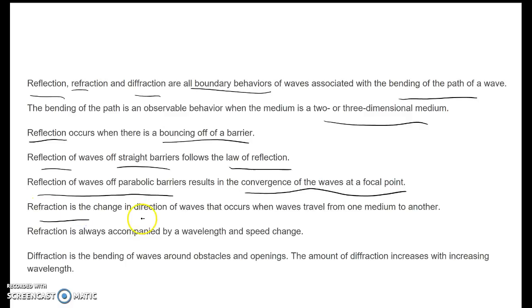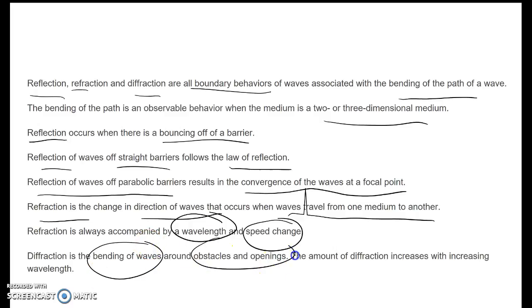Refraction is the change in direction that occurs when waves travel from one medium to another. That is due to changes in speed and wavelength. And diffraction is the bending of waves around obstacles and openings. And then the key point about diffraction, how much diffraction you get involves the increasing wavelength. So the longer the wavelength of light, or the longer the wavelength of the wave, the more diffraction you'll get. So the greater the wavelength, the more bending you'll get around the barrier.